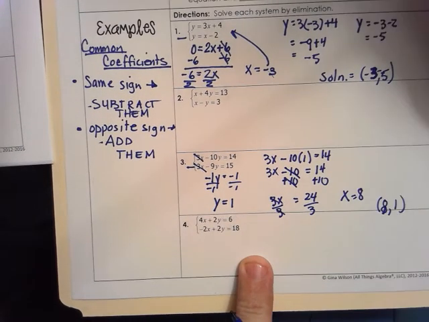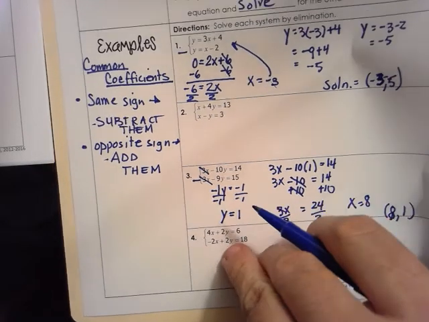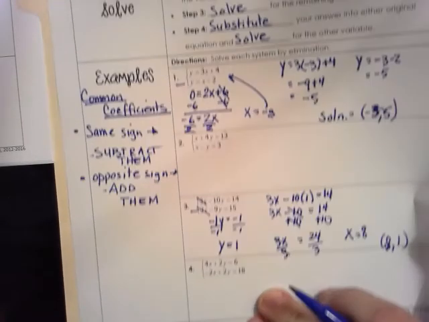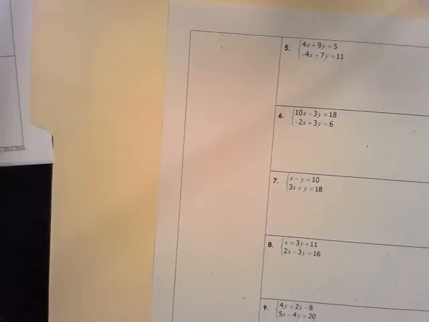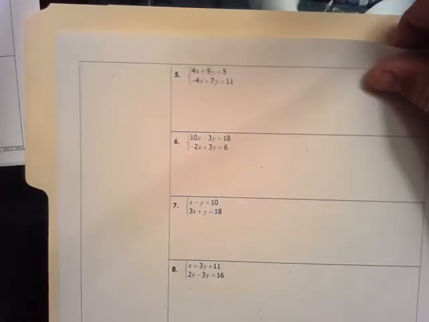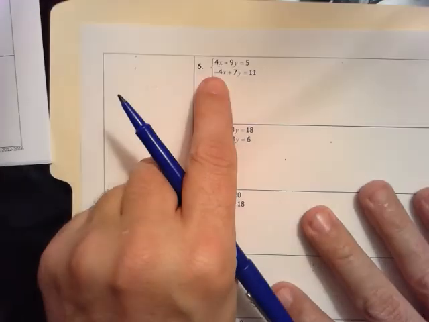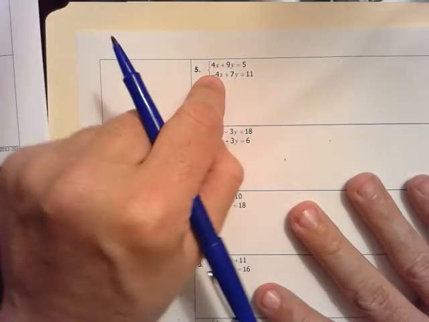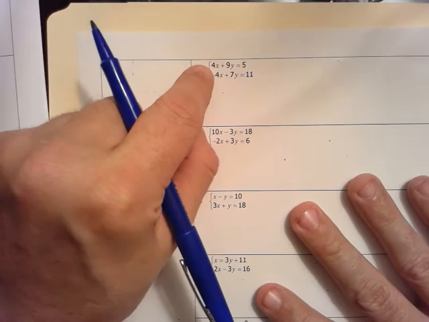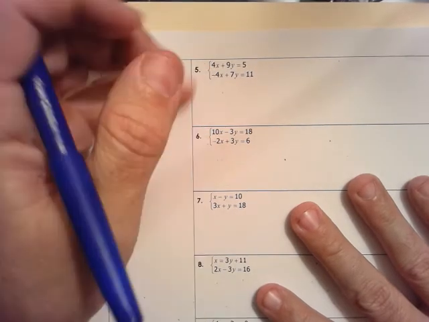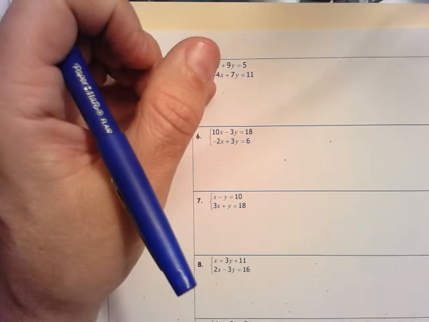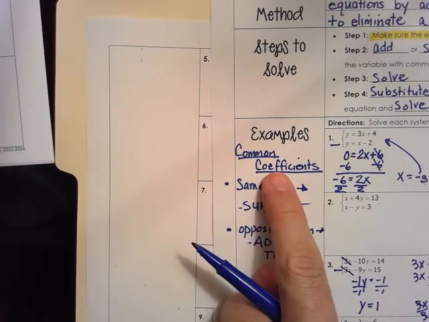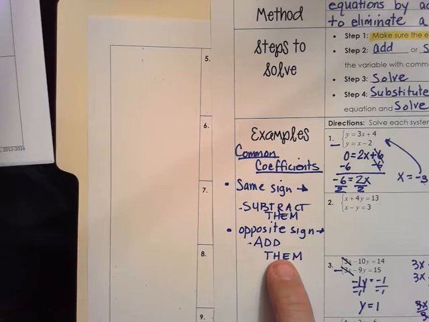Let's go ahead and look at the next set of examples. We're going to do 5 and 7. 5 and 7 are going to be examples where we wind up adding, because we're looking at our common coefficients. Our common coefficients are both 4, but one is positive, one is negative. That gives me the ability to add my two equations. Remember, if my common coefficients are the opposite, I can add the two equations. So here I'm going to add these two equations.